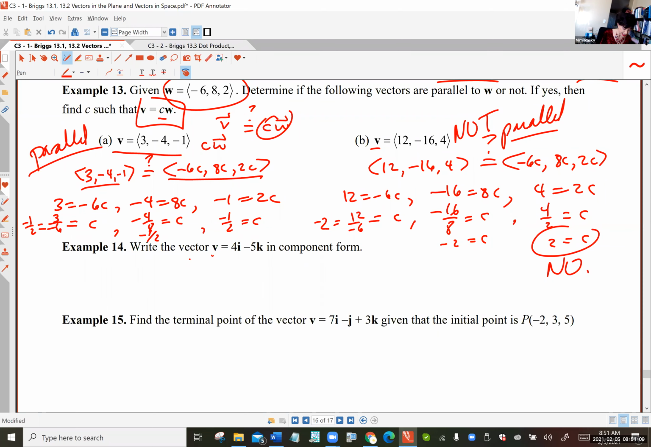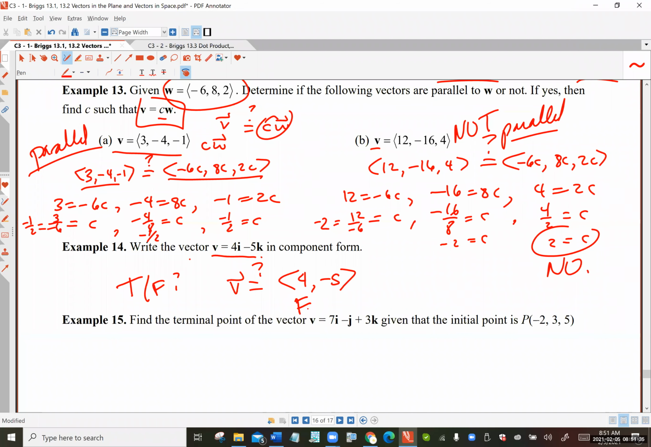So let's write this vector in component form. Now, this is a little bit tricky because it looks like they are giving us i and k, but where's the j? It's 0. True or false, would I be able to write this vector like this? No, that's incorrect. Why? That's false, because that's supposed to be the j. This is a 2-dimensional vector that I just wrote here, so definitely it's not right.